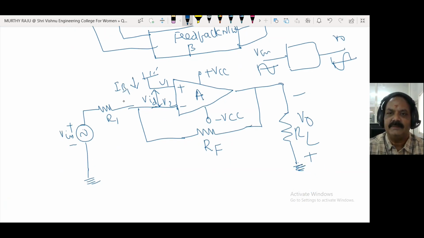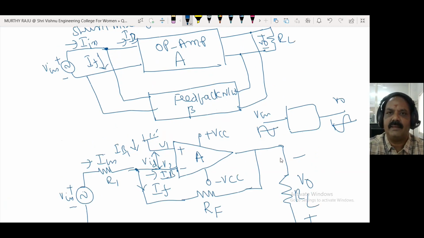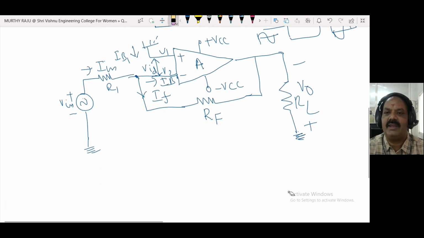Here the current is I in. At this point, the current is divided into base current IB and feedback current IF. This is the inverting operational amplifier configuration with feedback resistor RF. Another way of representing this network is as follows.